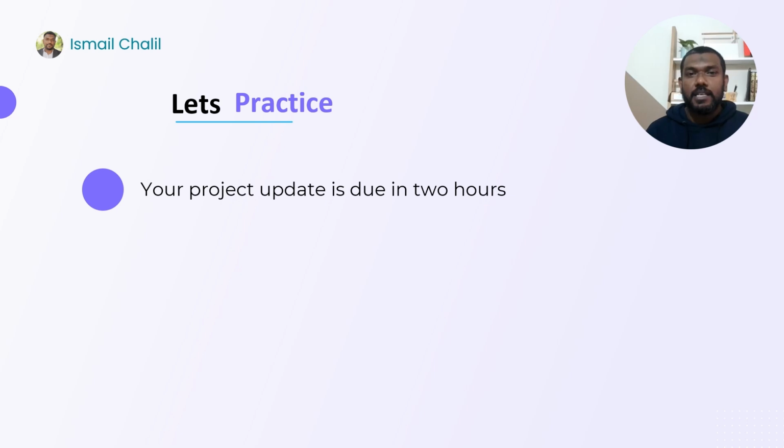So the first one is your project update is due in the next 2 hours. What do you think? Is it urgent, important? Which quadrant does this fall under? One is urgent and important, also known as the do quadrant. So do you think this falls under the do or schedule? What do you need to do?